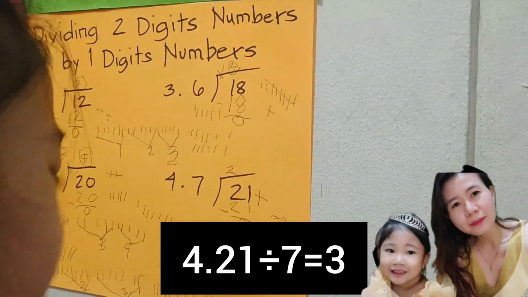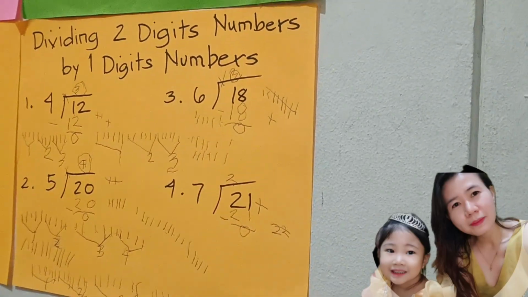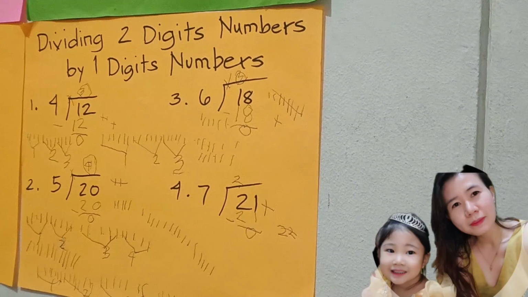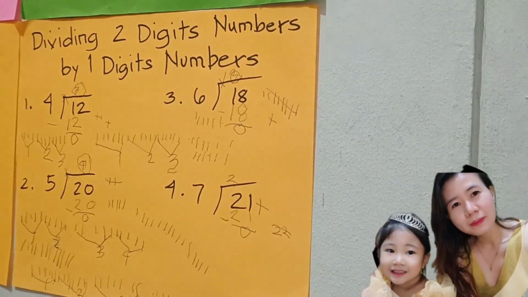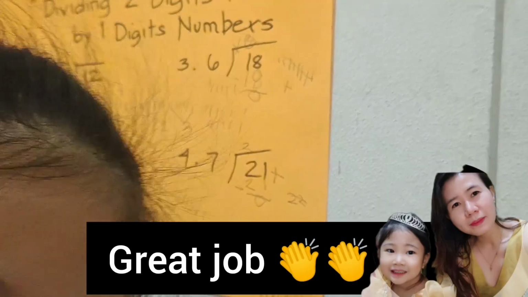So number 1 is 12 divided by 4 equals 3. Number 2, 20 divided by 5 equals 4. Number 3, 18 divided by 6 equals 3. 21 divided by 7 equals 3.